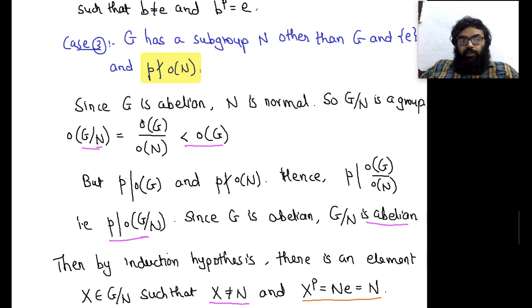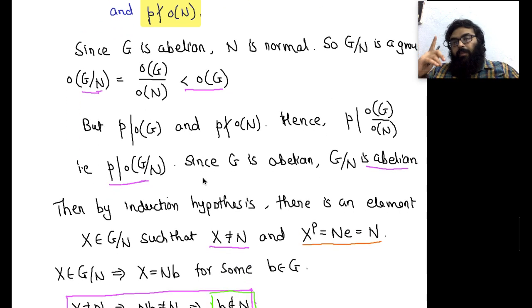Now P divides the numerator by Cauchy's theorem, which is given in the statement: P divides order of G. And in this case we have assumed P does not divide order of N. So P divides the numerator, P does not divide the denominator. Therefore, P divides the quotient, order of G upon order of N. That means P divides order of G quotient N. G is abelian, so G quotient N is also abelian. P divides order of G quotient N, and this order is strictly less than order of G.